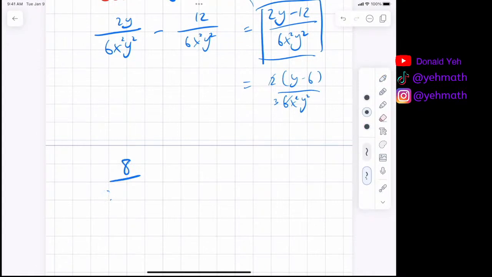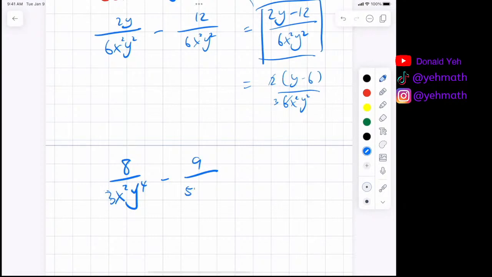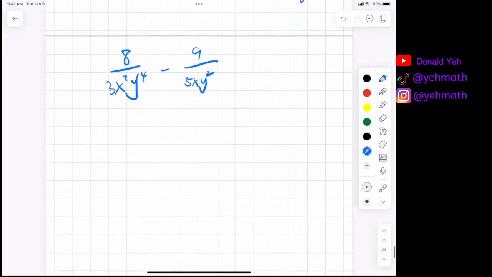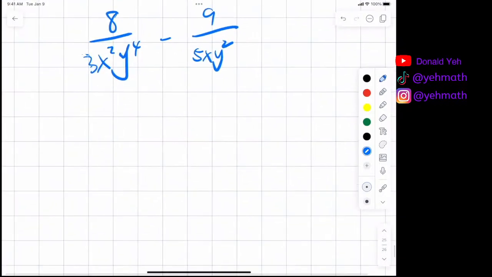So that is going to be 8 over 3x squared y to the 4th minus 9 over 5x y to the 2. I want you to subtract those two. This is 3. Very ugly 3. I'm going to write 3 here. Not much better, but whatever.